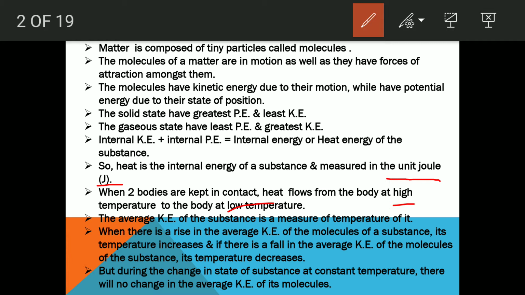When there is an increase in the average kinetic energy of the molecules of the substance, its temperature increases. So when there is a rise in average kinetic energy, the temperature increases, and when there is a fall in the average kinetic energy, the temperature decreases.